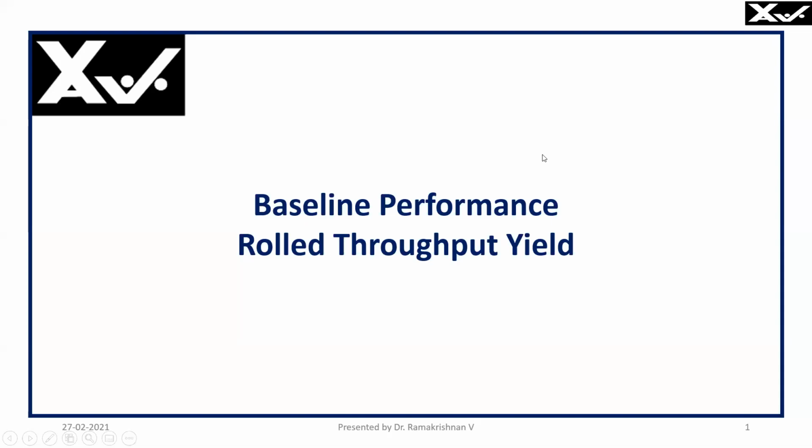Hi, we will see now what is traditional yield, first pass yield, and rolled throughput yield. Before improving any process, we will have to first find out the baseline performance, for which rolled throughput yield is used. Baseline performance, rolled throughput yield.